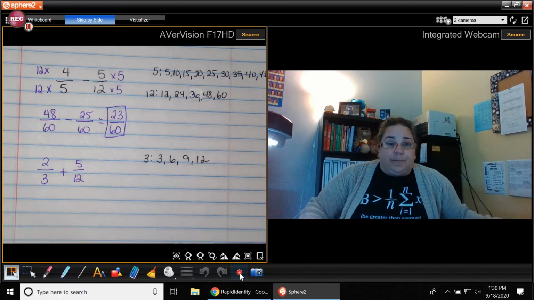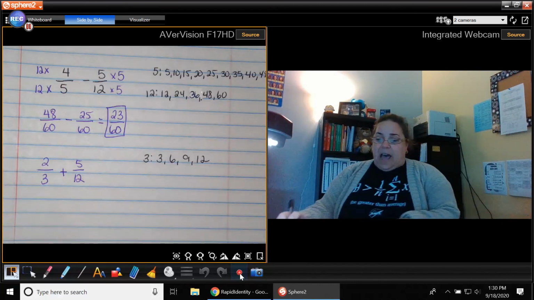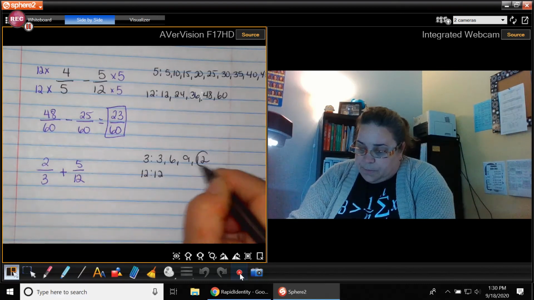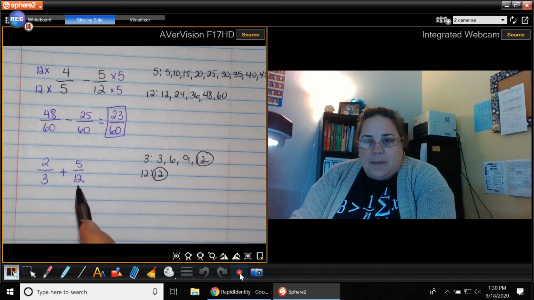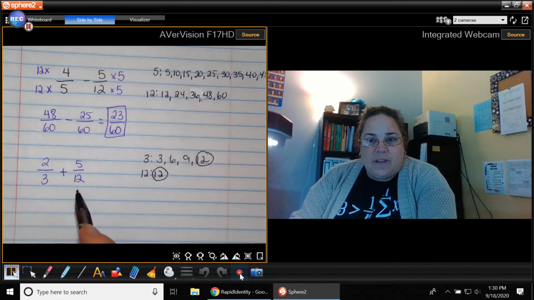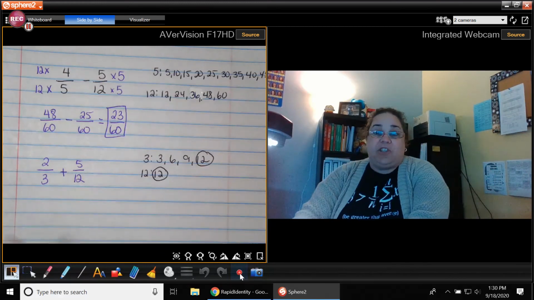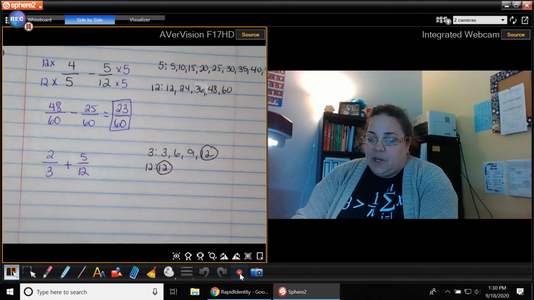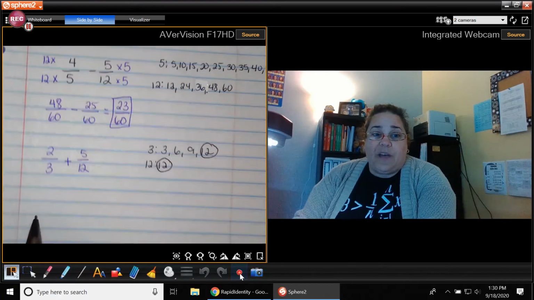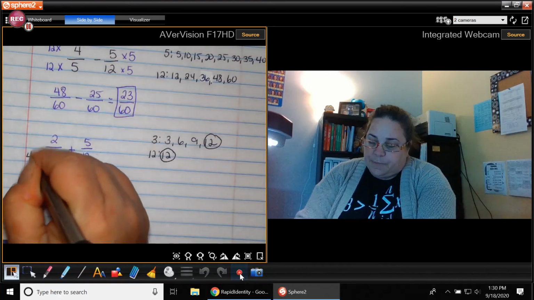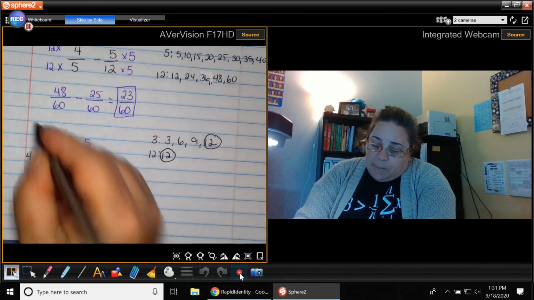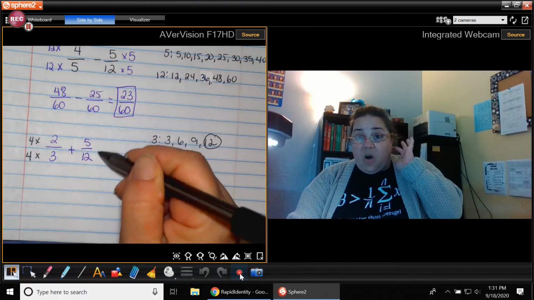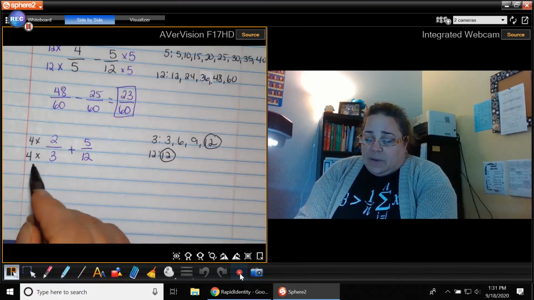Okay, now this time, look, my common denominator is 12, right? That's common. But look, this time on this fraction, I already have the common denominator. So I don't have to do anything to that side of the fraction. What I do have to do is make this one a 12. So to get from a 3 to a 12, I have to multiply times 4. And then if I do it on the bottom, I do it on the top. But remember, I don't have to change this one at all, okay?